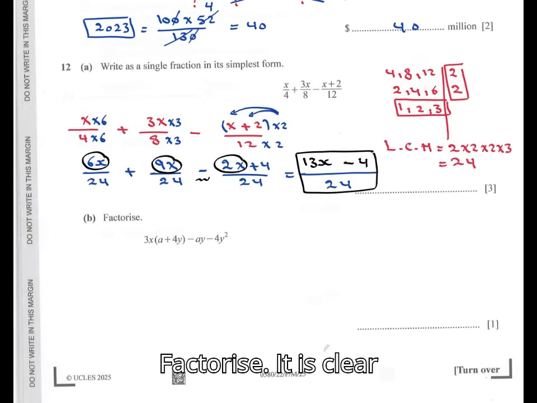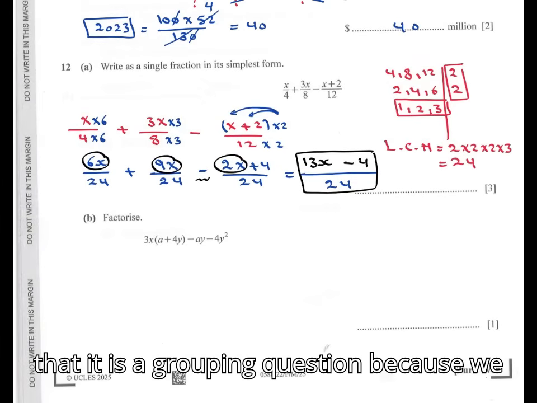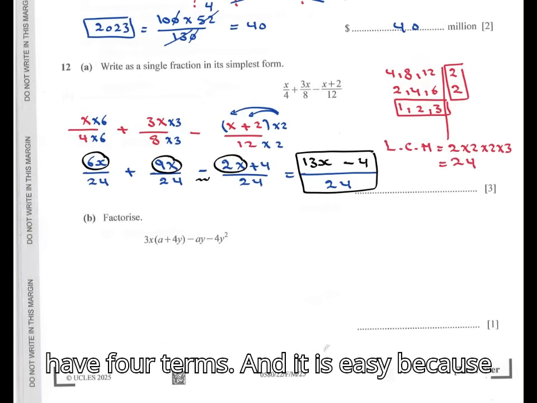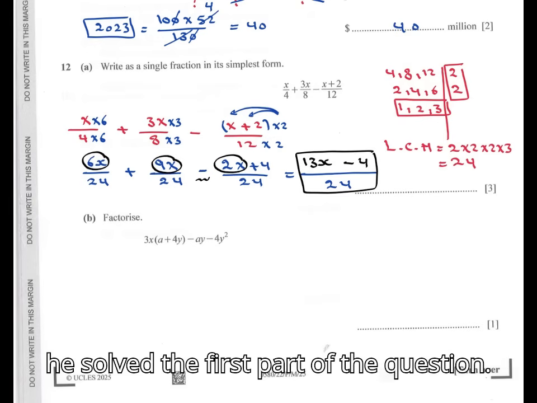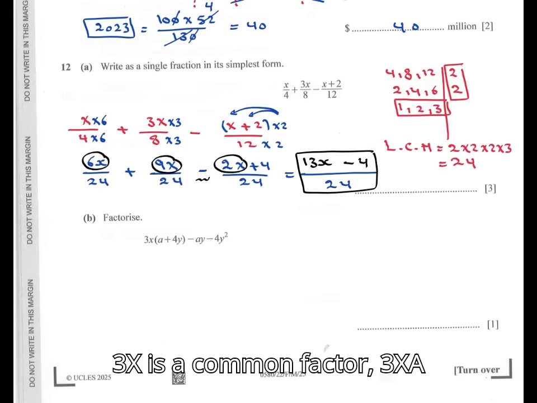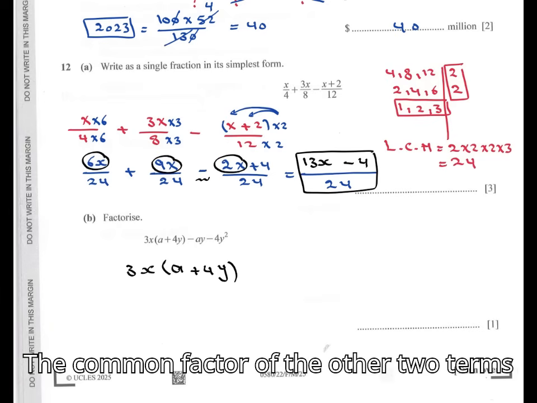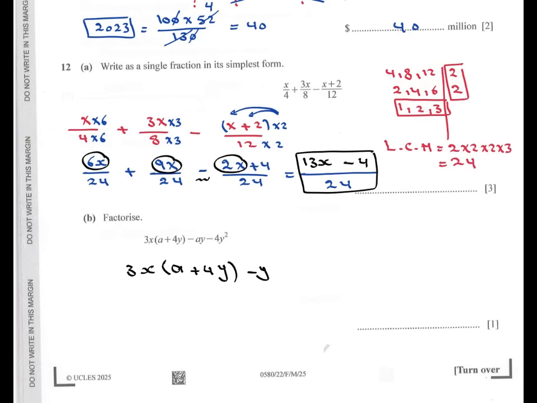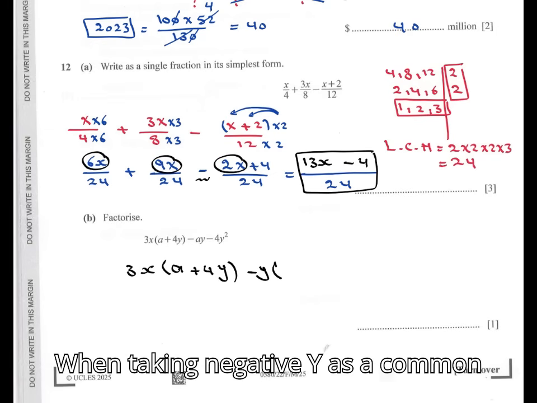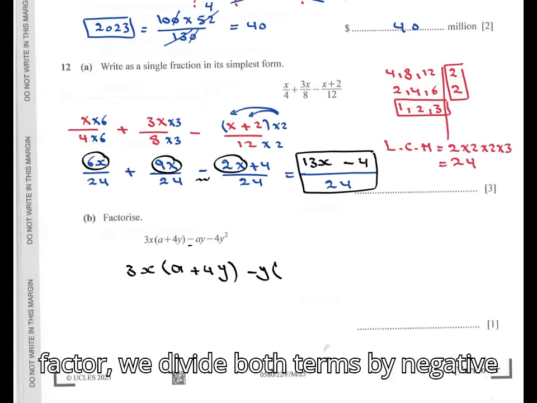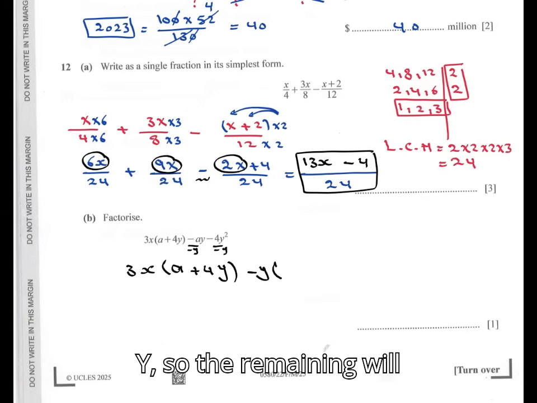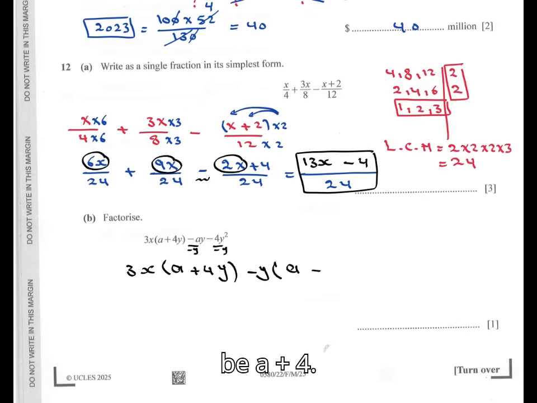Factorize. It is clear that it is a grouping question because we have 4 terms, and it is easy because he solved the first part of the question. 3x is a common factor. 3x times a plus 4y. The common factor of the other 2 terms is negative y. When taking negative y as a common factor, we divide both terms by negative y. So the remaining will be a plus 4y.